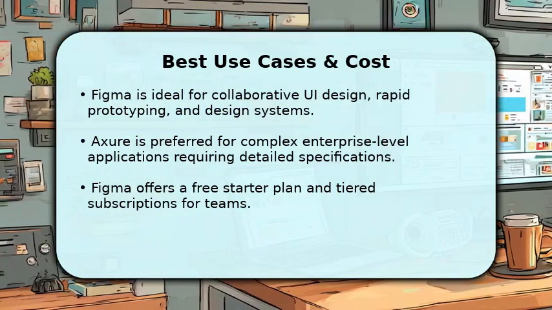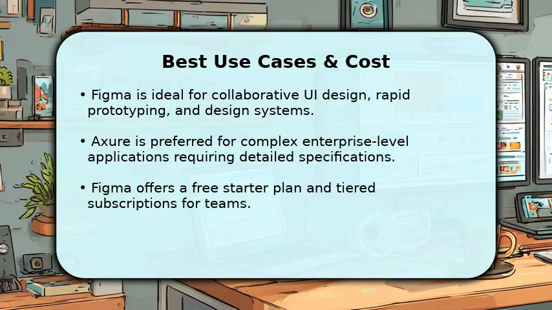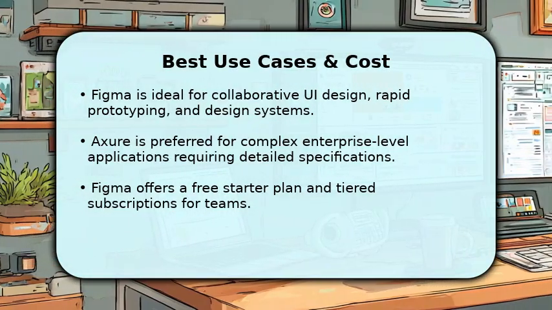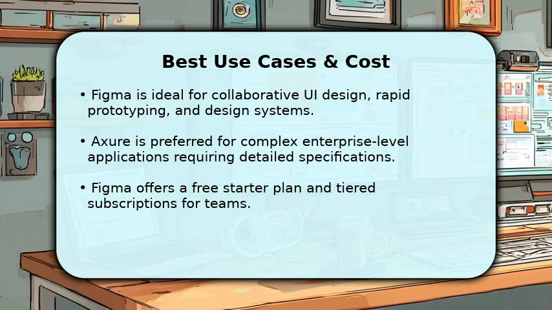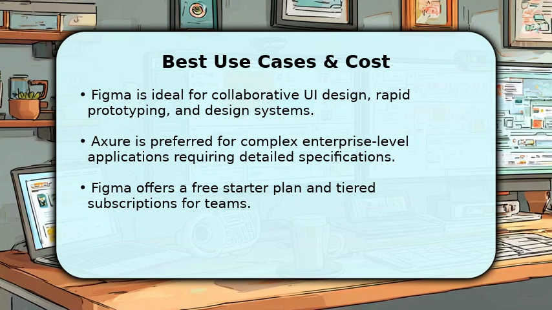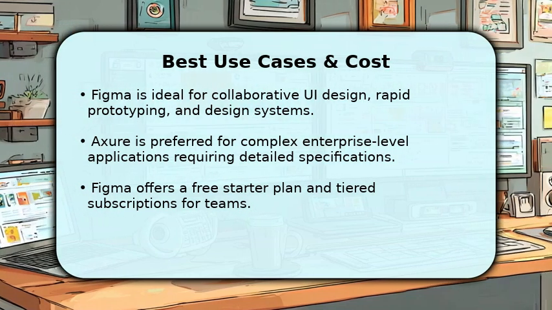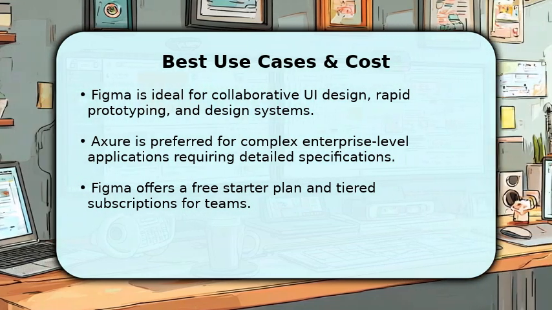Figma is an excellent choice for collaborative UI design, rapid prototyping, and building scalable design systems, especially for teams. Axure is often preferred for complex enterprise applications that demand highly detailed specifications and intricate interactions.